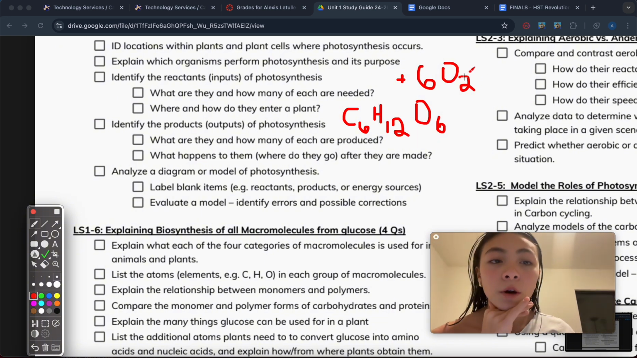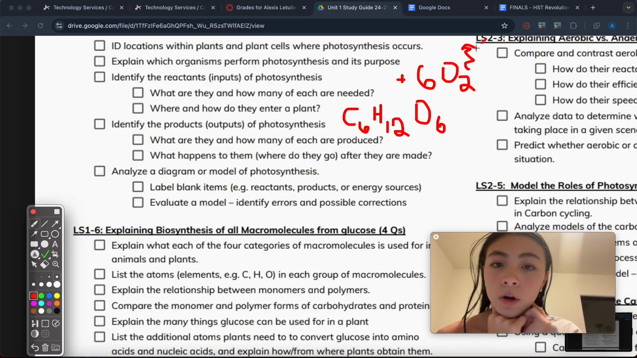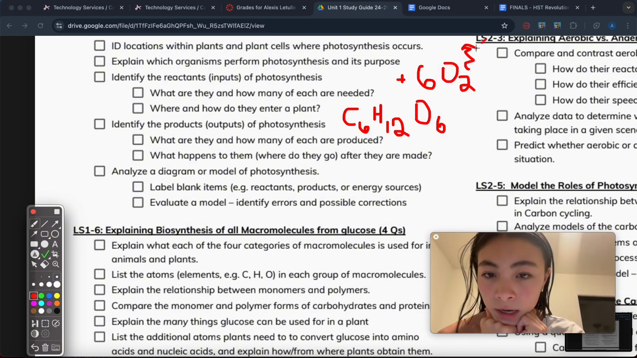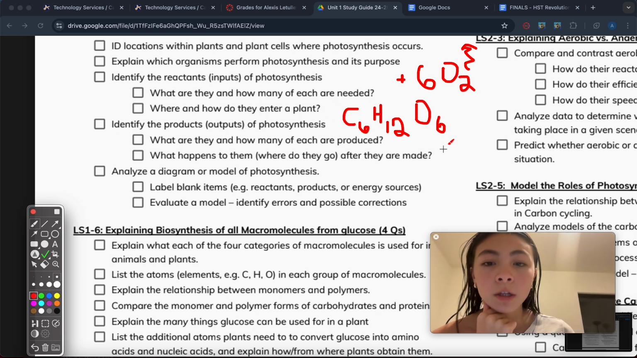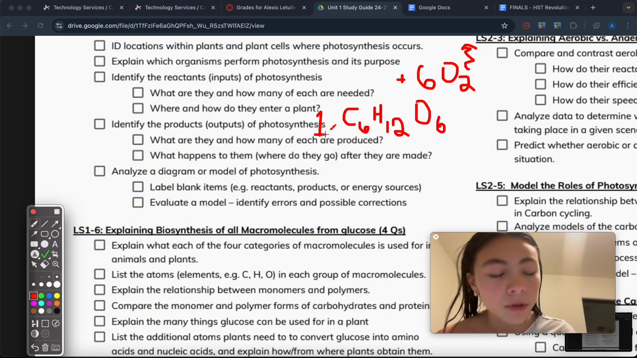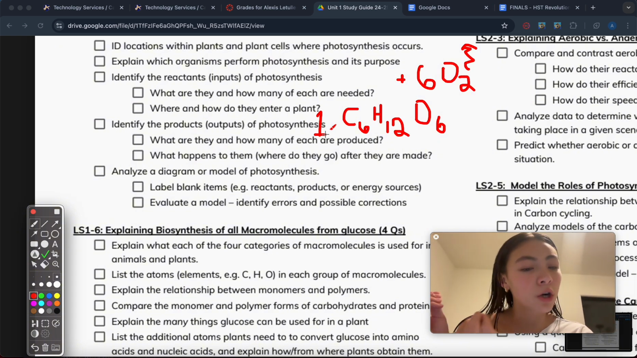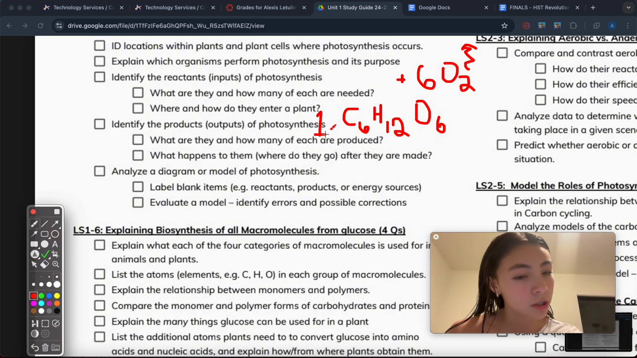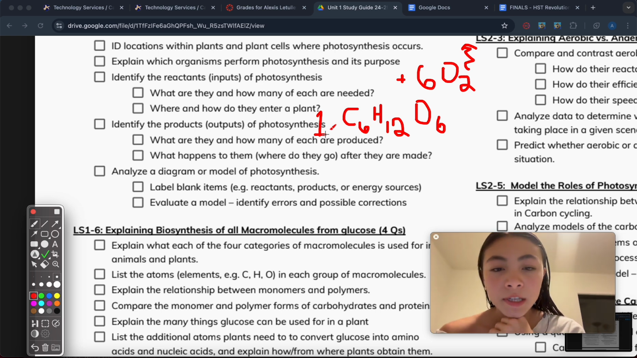So those go back into whatever. However, we're not done with that. There's only one glucose made for every photosynthesis process. For every 6 waters and 6 carbon dioxides, you're only getting 1 glucose and 6 oxygen. So what happens to them? Where do they go after they're made?